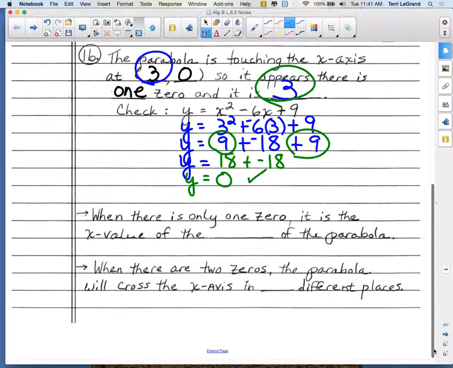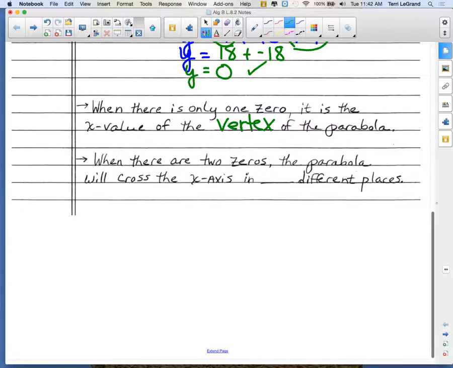Okay, let's make some conclusions here. When there's only one zero, what do you think we can conclude? It's the x value of the what? Well, look in your book at what we just did. Look at example 1. And then we had 1b, we only got 1 zero. Up in the example, it's the vertex. So when the vertex is on the x-axis, it's only going to be 1 zero, because it makes the turn there. It's not going to cross again. It stops there, touches, and turns. Okay? Whether it's opening up or opening down, it does not matter.